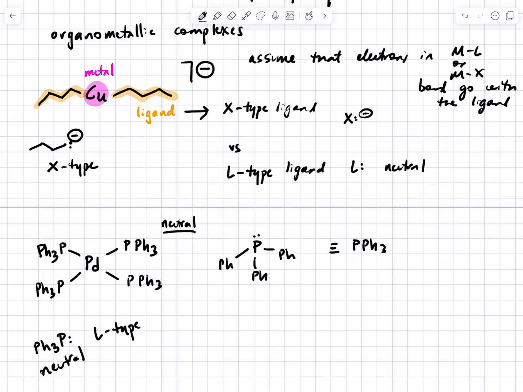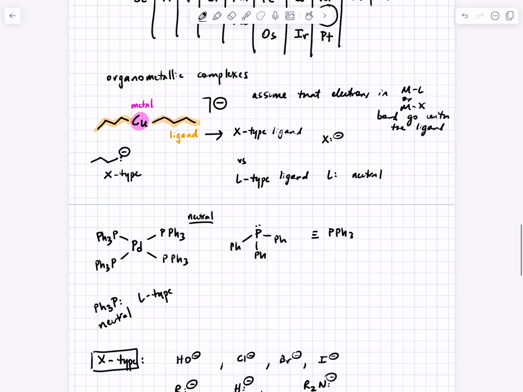Yeah. Okay, yes? Just going over the definition, I guess, between X-type and L-type. So X-type, if it leaves as a negatively charged molecule, it's going to be an X-type, and then L-type if it leaves as a neutral. Exactly. X-type is it leaves as negatively charged. L-type is it leaves as neutral.